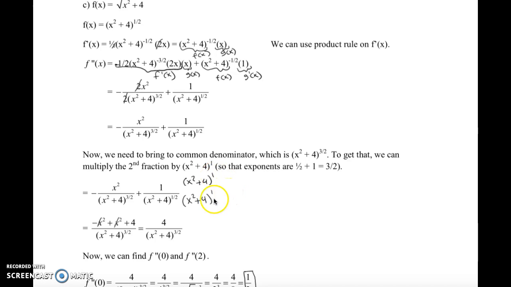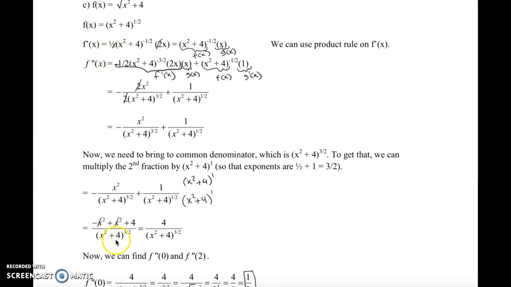When we get this piece going here, we're going to have an x squared plus 4 on the bottom, and then we have a negative x squared here. When we put those together, those x squareds are going to cancel, and that's going to take care of our negative, and we're just left with the 4 on the top. The denominators are going to be x squared plus 4 to the 3 over 2. It's going to stay the same because we created it that way. So we just have 4 over x squared plus 4 to the 3 over 2.